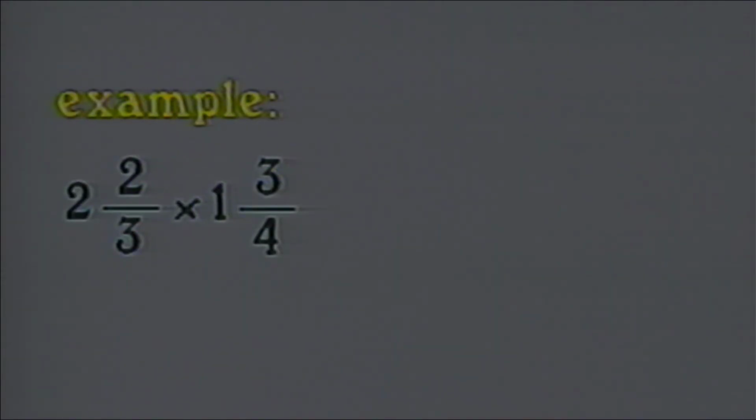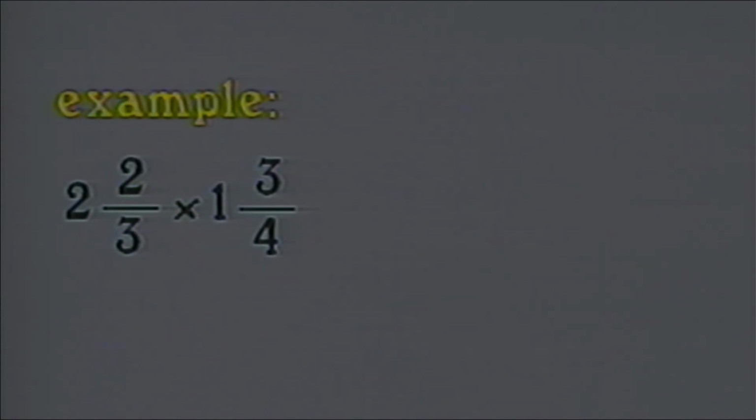We now know how to multiply fractions. How do we multiply mixed numbers? There's just one simple rule. Mixed numbers must be changed to improper fractions before they can be multiplied. Now let's look at an example. What's 2 and 2/3 times 1 and 3/4?